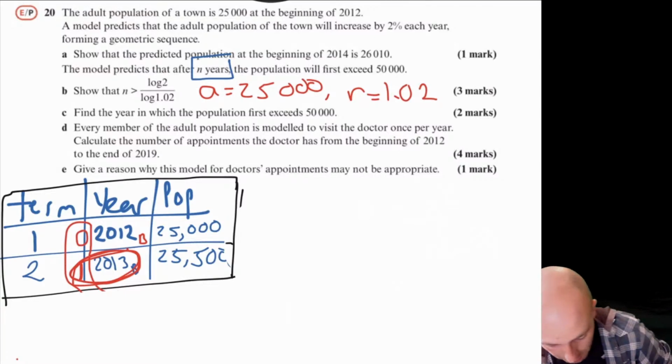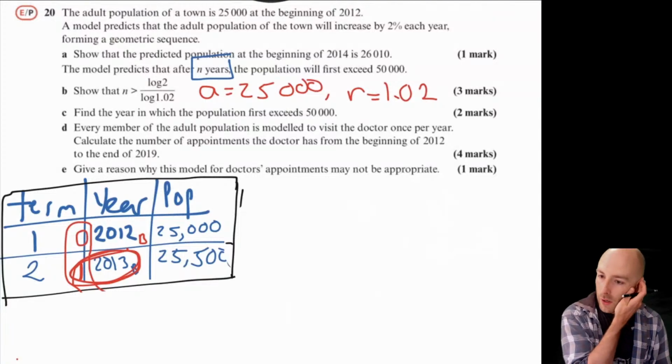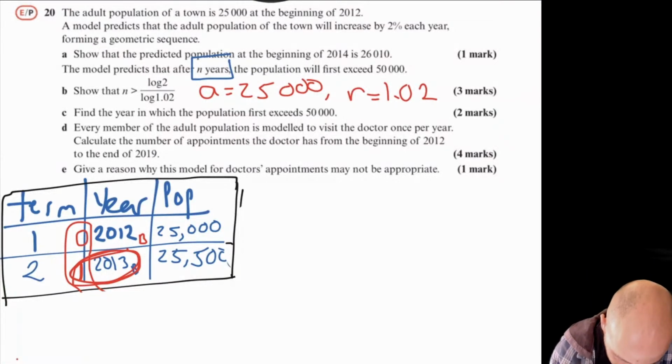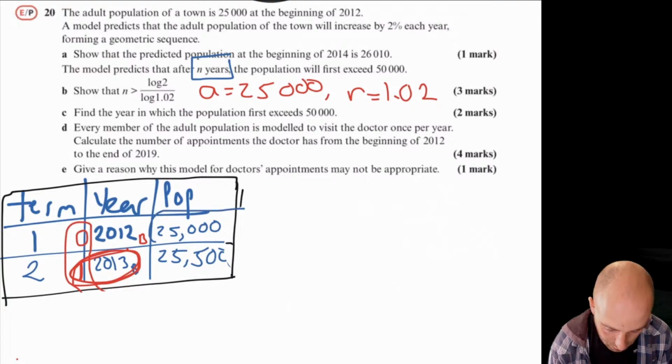Okay, every member of the adult population visits the doctors once per year. So in the first year, we'll get rid of... yeah, I guess we can kind of sum up. So in the first year, 25,000 people are going to go to the doctors.